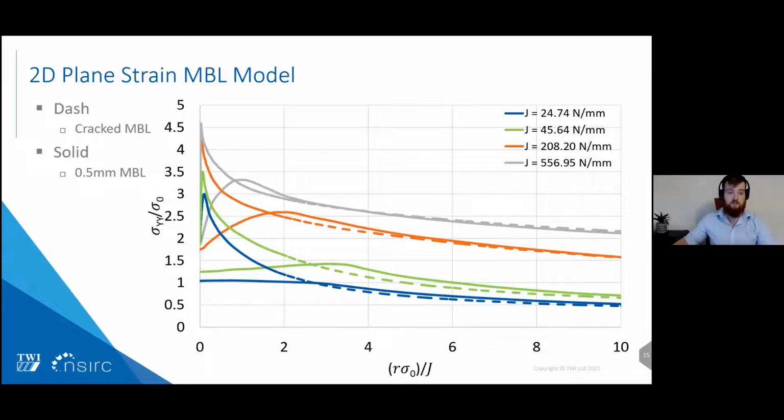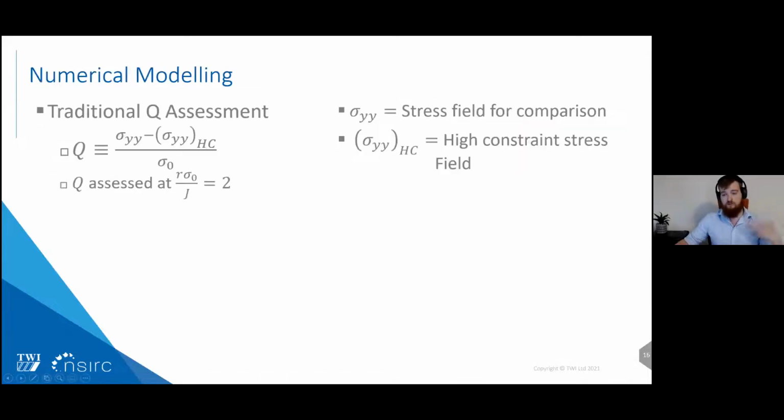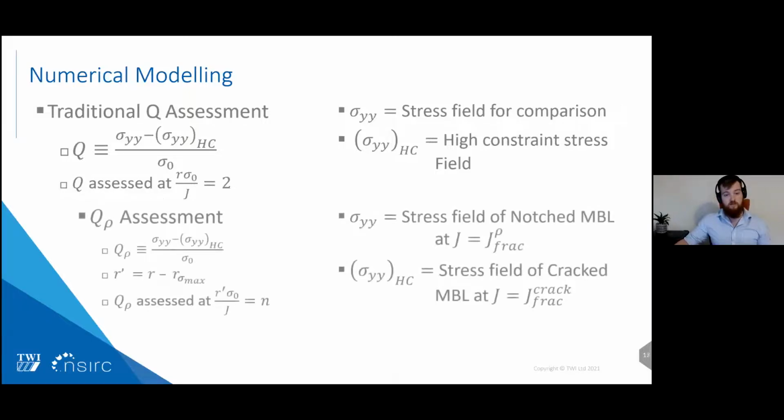We're not always assessing it in the J dominant zone, and maybe even assessing it before the position of peak stress at these low values of J for the notched models. So to bring back the traditional Q assessment, we've decided to propose an alternative Q row assessment. This shifts the normalized distance to R prime instead of R, which is the distance ahead of the crack tip minus the position of peak stress.